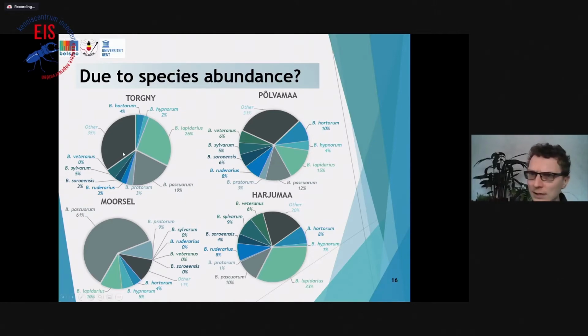And here you can see the relative species abundance of the different bees for each of these locations, with high differences in abundances between these locations. As for instance, you can see here for Bombus pascuorum in Moorsel in Belgium, around 60-61% abundance at that location, and this species is only 10 to 12% present in the Estonian populations of Polvama and Harjuma.